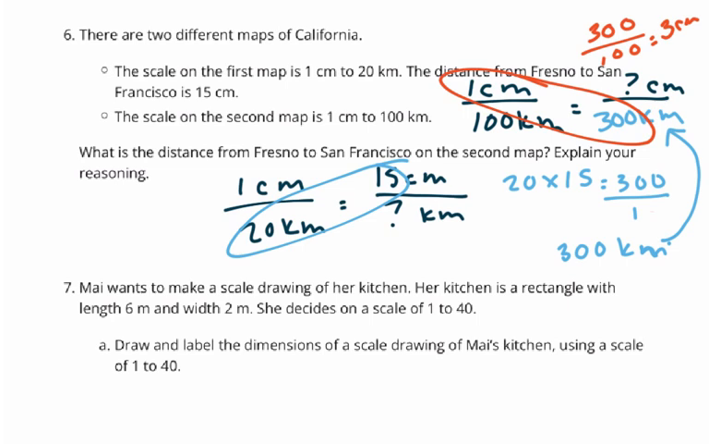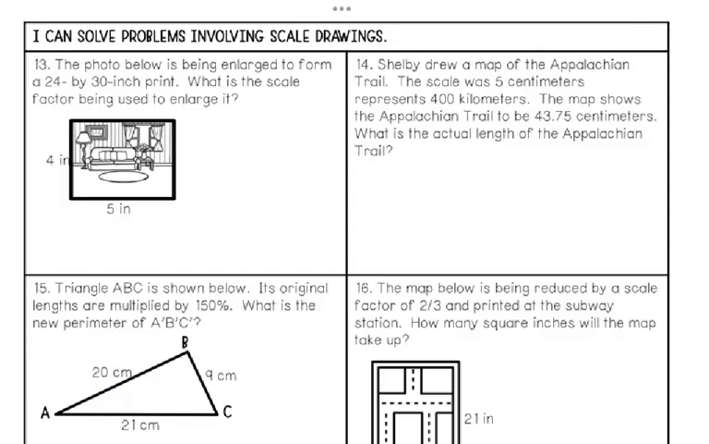Question 7, you were supposed to skip. That is the question that we're going to do on our constructed response for this unit. The last page is your study guide. So here it says the photo below is being enlarged to form a 24 by 30 inch print. What is the scale factor being used to enlarge it?